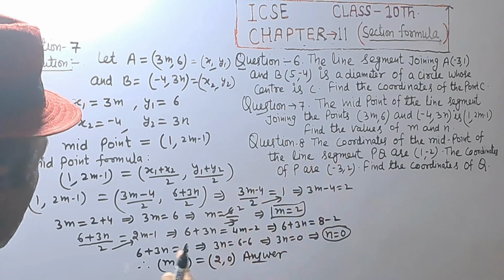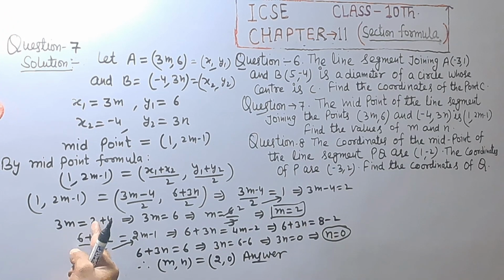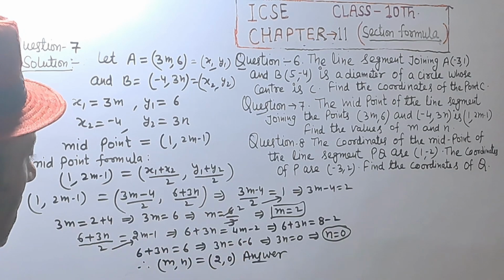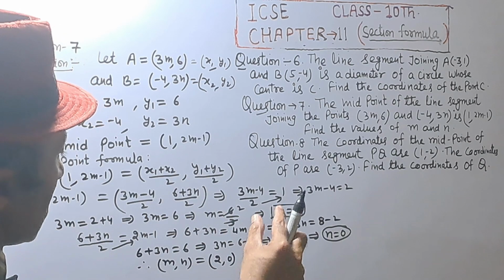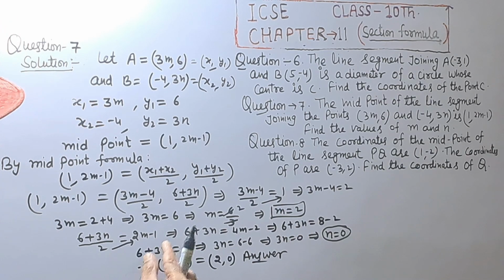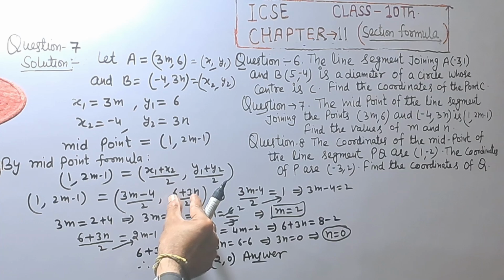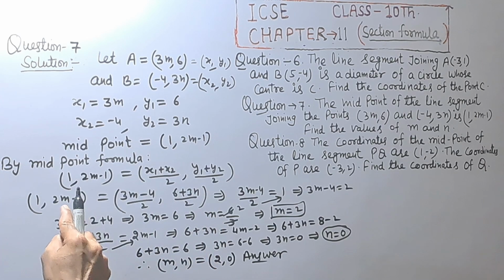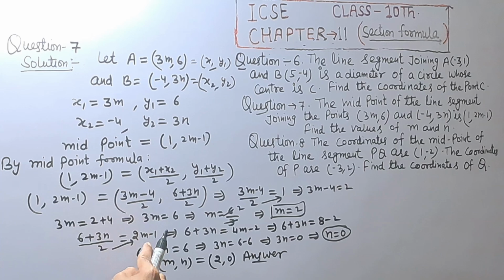4 is shifting right side, 4 will be positive and 4 plus 2 is equal to 6. 3m equal to 6 means m is equal to 6 divided by 3. 3 2s are 6. We get the value of m is equal to 2. And second point is (6 + 3n)/2, that is equal to 2m - 1.